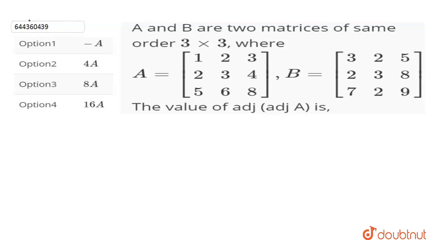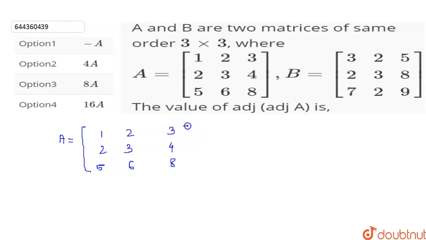In this question, we are given two matrices, A and B, and we have to find the value of the adjoint of matrix A. So how do we find the adjoint of any matrix? First of all, we have to find the adjoint matrix. Let us write matrix A and its entries: this is 1, 2 and 3, this is 2, 3 and 4, and this is 5, 6, 8.